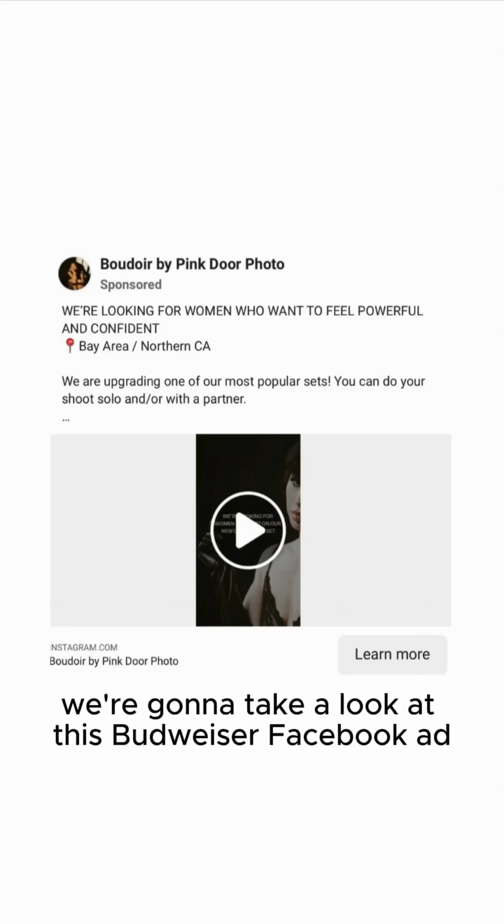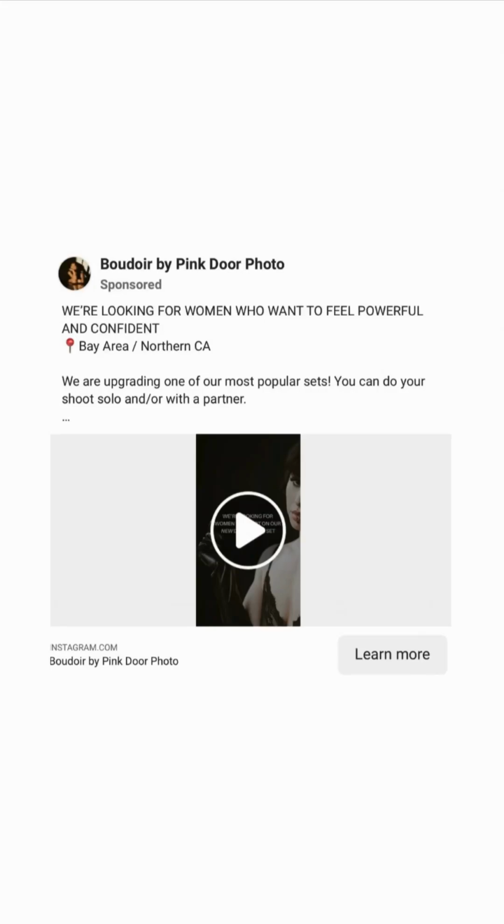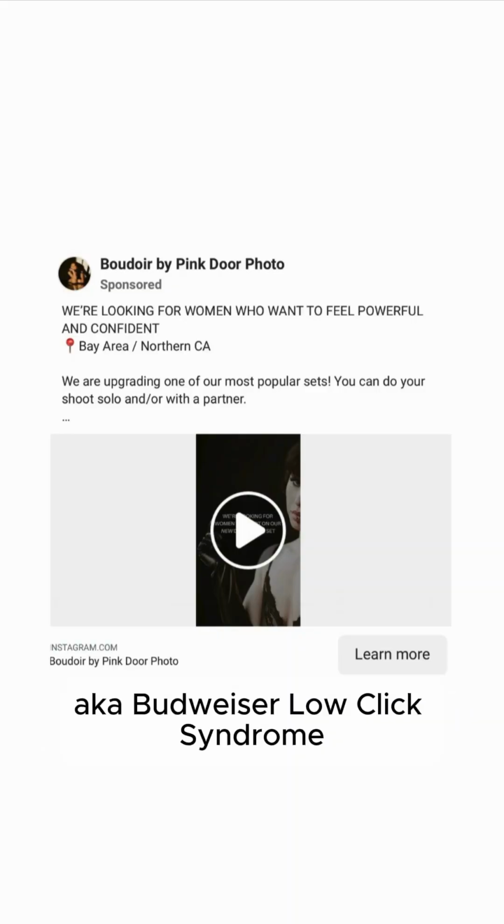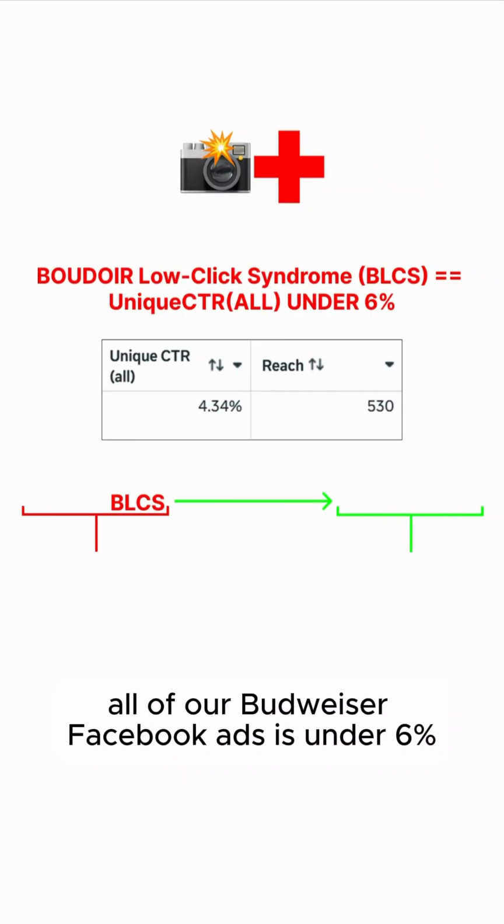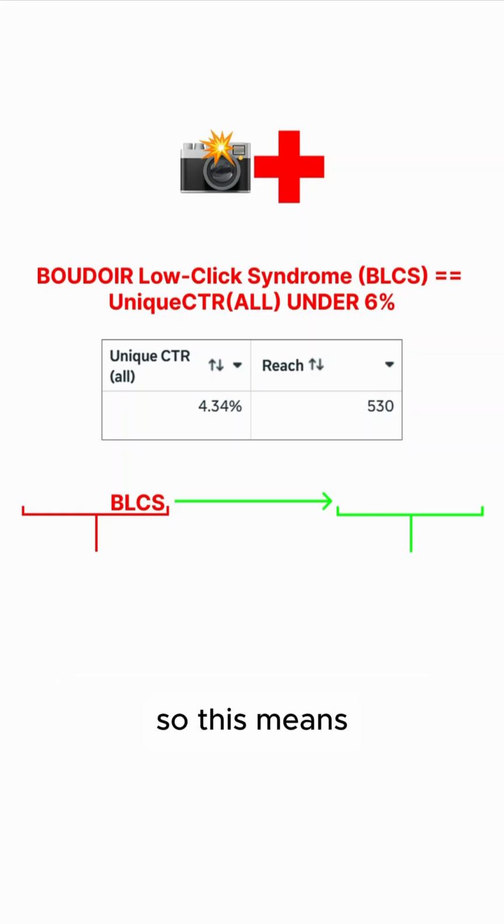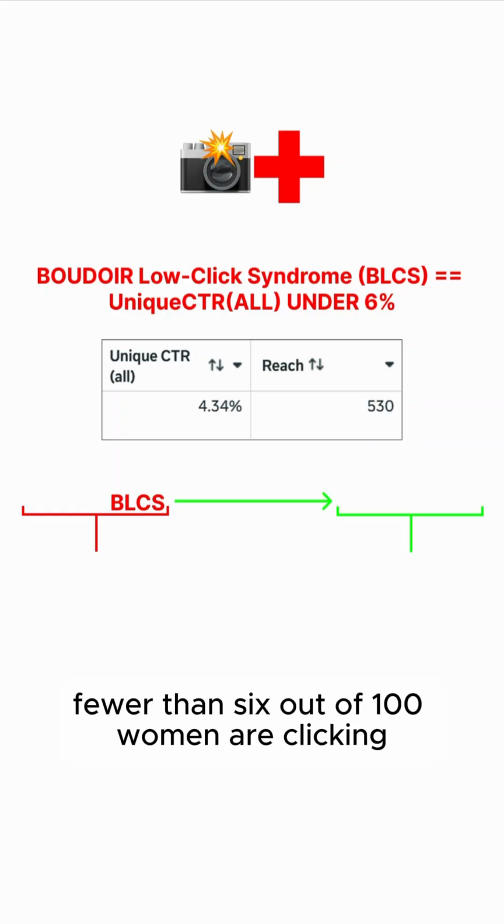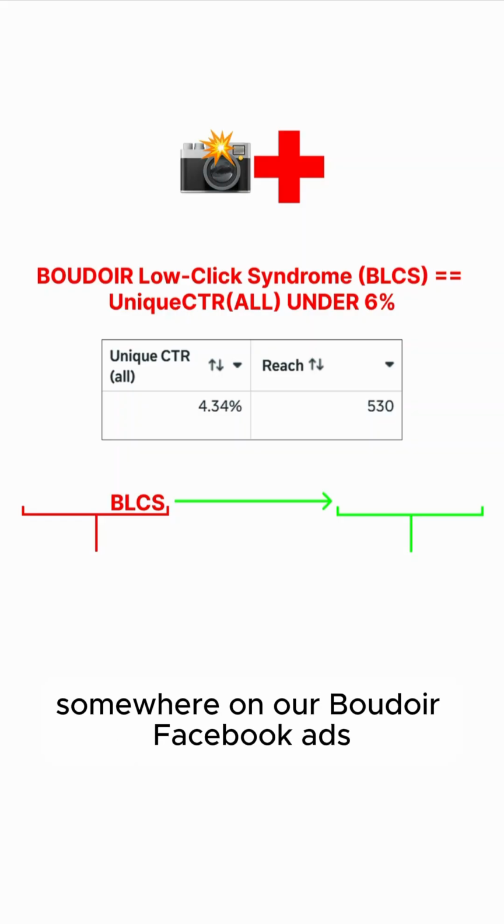All right, y'all, we're going to take a look at this Boudoir Facebook ad. We're going to diagnose it and see if we believe it has BLCS, aka Boudoir low click syndrome. BLCS is when the unique CTR of all our Boudoir Facebook ads is under 6%. This means fewer than 6 out of 100 women are clicking somewhere on our Boudoir Facebook ads.